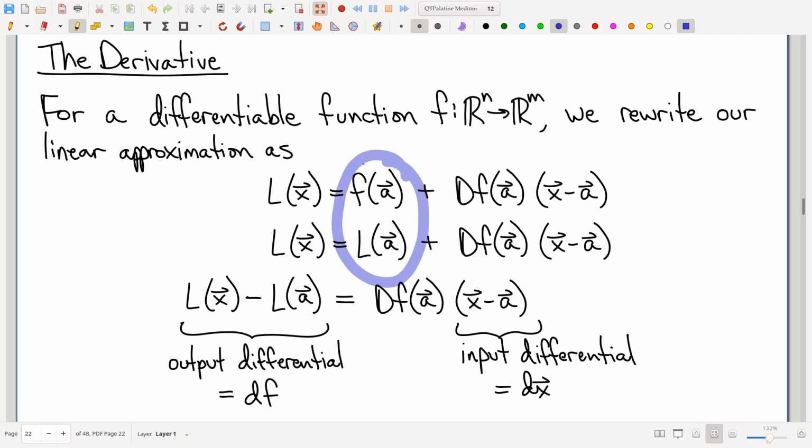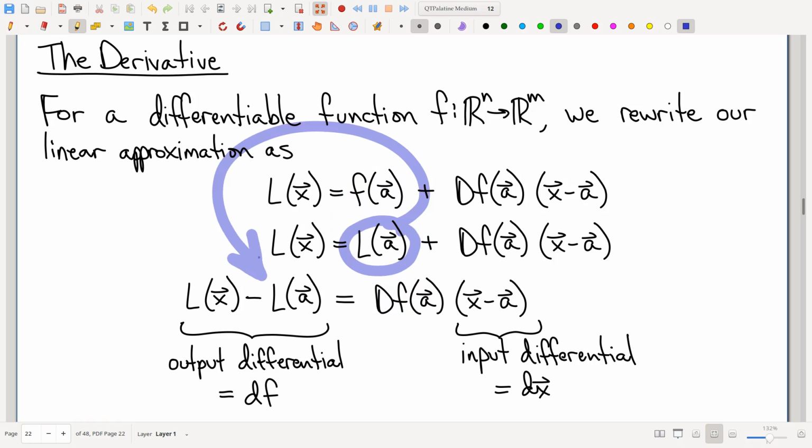First, recall that a linear approximation has to agree with the function at the point where you're doing the approximation. So f(a) is L(a). No big deal. And then I'm going to take the L(a) that's on the right and I'm going to subtract it over to the left. No big deal, right? Okay, so now let's look at what we have.